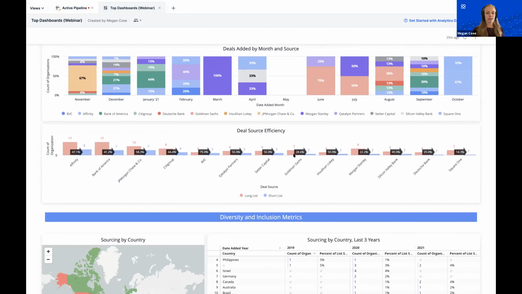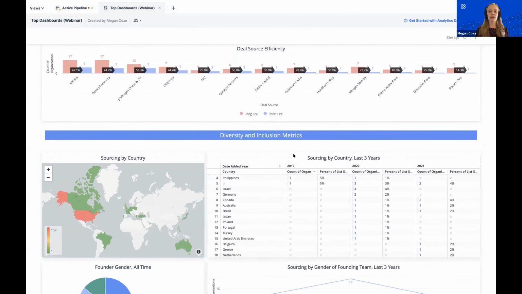So you can really start customizing your insights with the custom data points that you're tracking. So for example, this next section, diversity and inclusion metrics, is a really good example of the ability to use both Affinity columns as well as your custom data points. Of course, this is an emerging trend we're seeing in the private capital space, and more of our customers in the private capital space are making diversity and inclusion metrics a priority. And Affinity Analytics can help you ensure you're hitting your goals and also identify maybe where you're falling short.